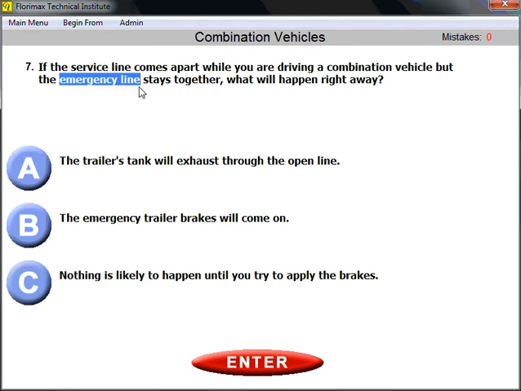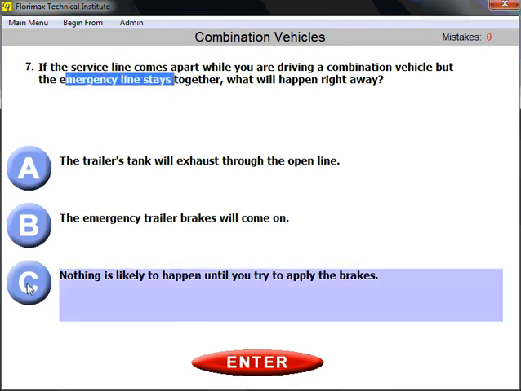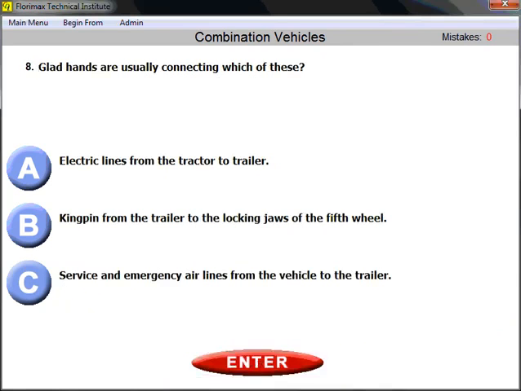When the pressure drops, something happens right away. But when the service line comes apart and the emergency line at the same time stays together, nothing is going to happen until you try to apply the brakes. Alright? So when you read a combination like this, service comes apart, emergency stays together, nothing is likely to happen until you try to apply the brakes. Right? Very good.